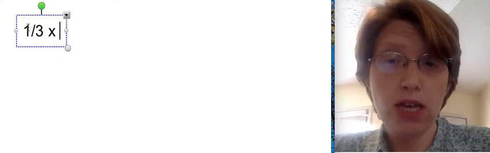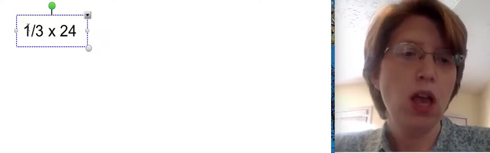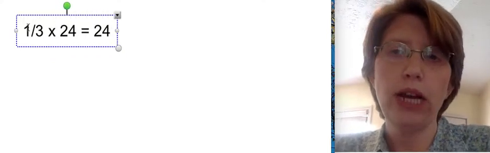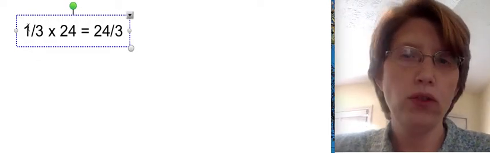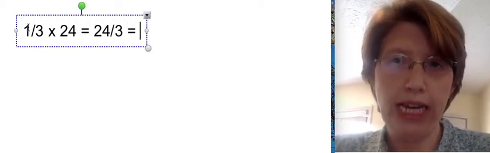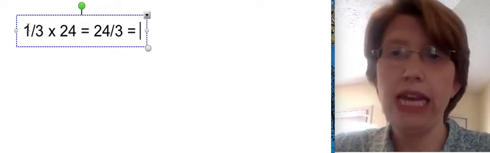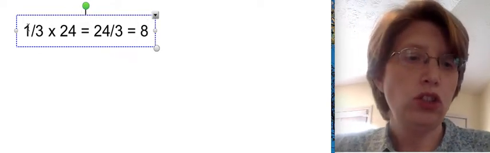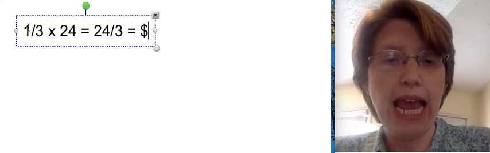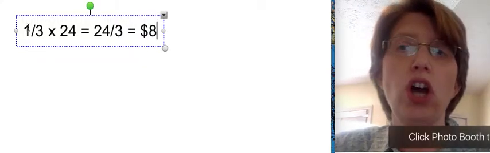So 24 says, if Nikki went shopping and purchased a sweater on sale for 1/3 off, what is the discount she received on a $24 sweater? So it's 1/3 of 24. So 1 times 24 is 24. Bring over the denominator, which is 3. 24 divided by 3 is 8. So she received an $8 discount.